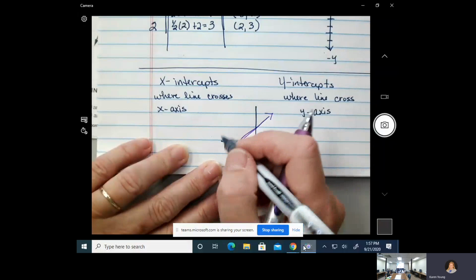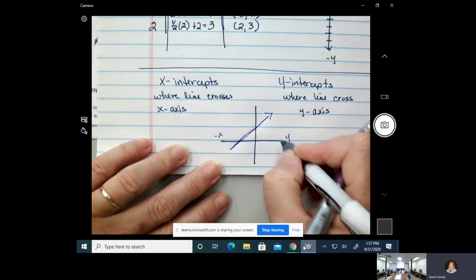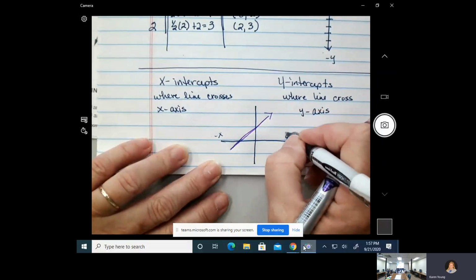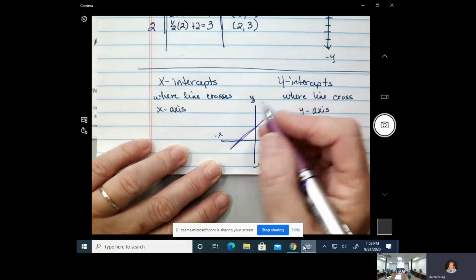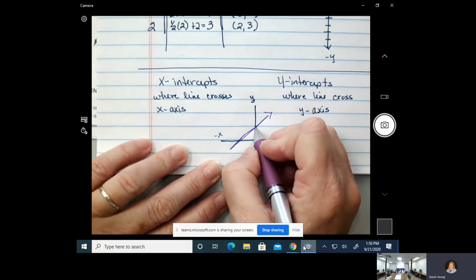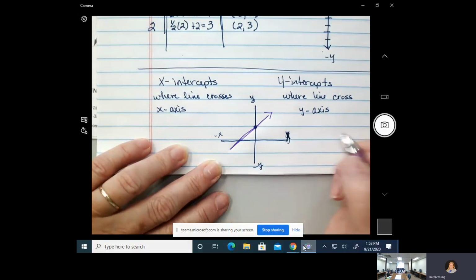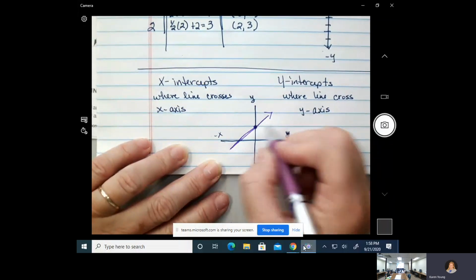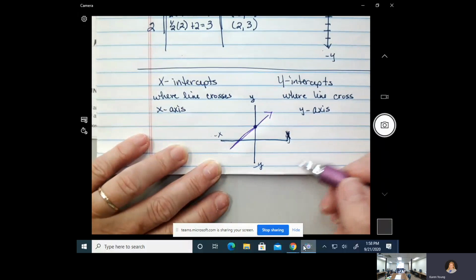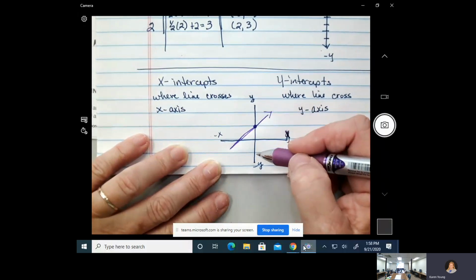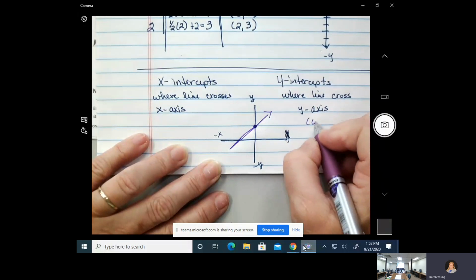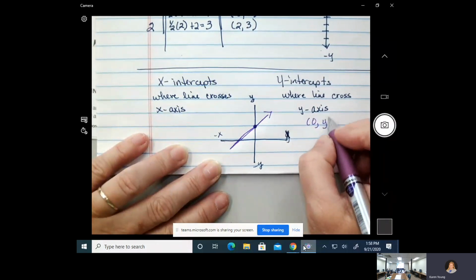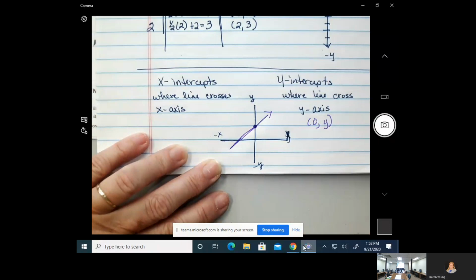So again, this is my x-axis, my y-axis, positive y-axis, negative y-axis. This point right here would be my y-intercept. What's the value of my x when my point is sitting on my y-axis? 0. So my x will always be 0, and my y is going to be whatever the y is.